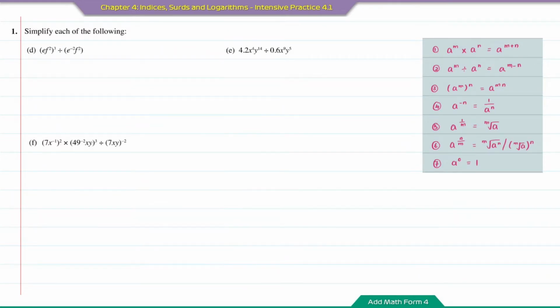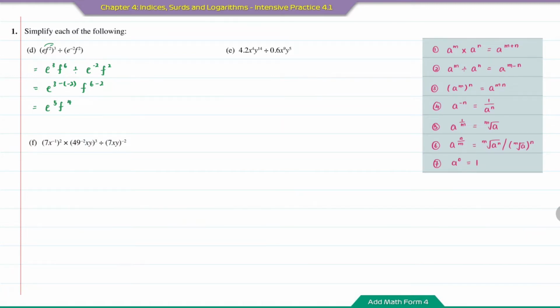Question D. So using the law in number 3, we're going to multiply the power here. So here you're going to have e to the power of 3, f to the power of 6 divided by e to the power of -2 and f to the power of 2. As this is division, we're going to minus the power of the same base. So e power of 3 minus -2 followed by f power of 6 minus 2. So here you're going to have 3 plus 2, which is equal to 5, and f to the power of 4.